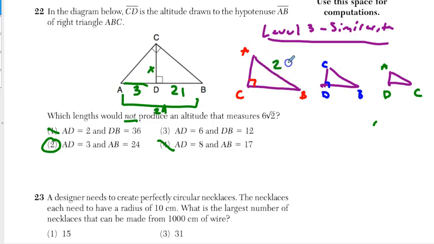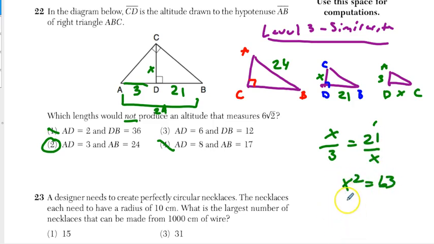So once again, we know AB is 24. We know CD is still X and DB is 21. We know AD is 3 and DC is X. X is to 3 as 21 is to X. We get x squared is equal to 63. Take the square root of both sides, and we get x is equal to the square root of 63.